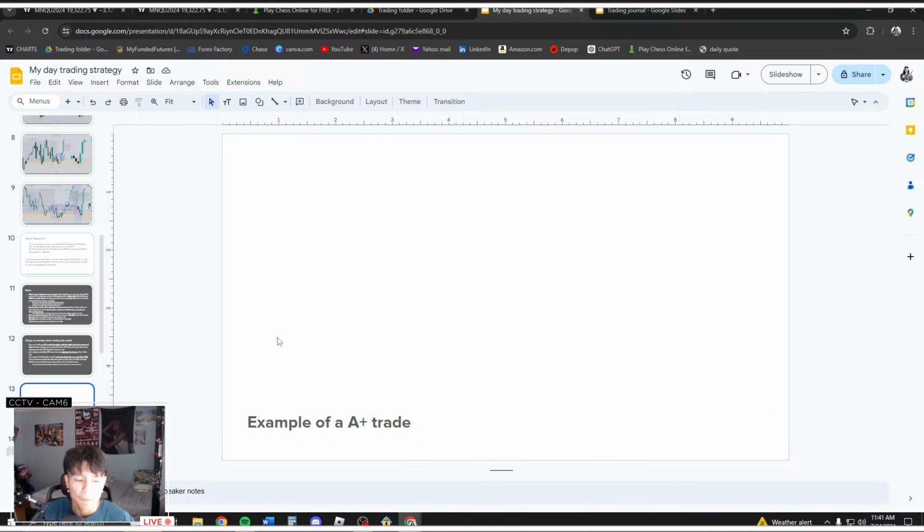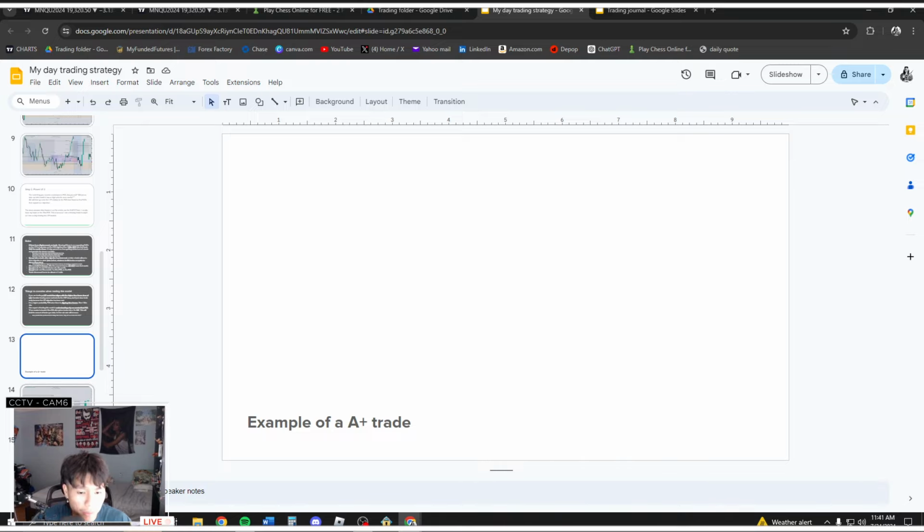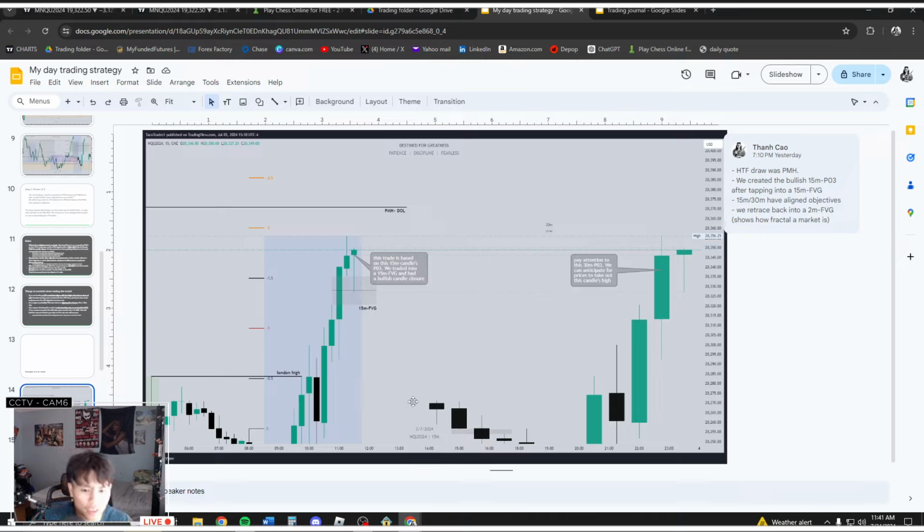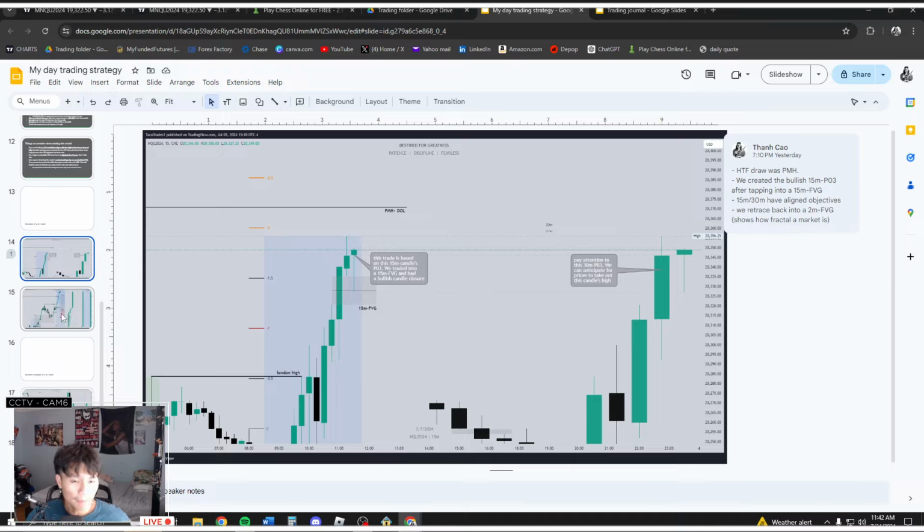So the first example of an A plus setup for me is a trade that occurred during the July 3rd, 2024 trading day. So coming into today, this trade is based off of a 30-minute power of 3 and a 15-minute power of 3. Our higher time frame draw was the previous month's high, and I based this trade off of this 15-minute power of 3 here.